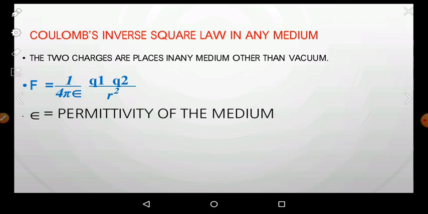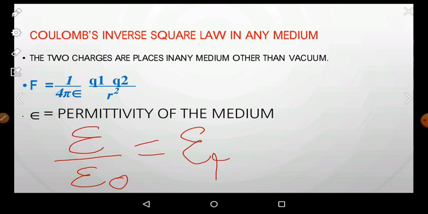Then coming to a very important value, we take epsilon divided by epsilon naught. Epsilon is the permittivity of the medium we select, where we keep the two charges, divided by epsilon naught, the permittivity of free space. This is the ratio of the permittivity of the medium to the permittivity of free space. This ratio is constant for a given medium. You take any medium, this ratio is constant and depends upon the nature of the medium, and this is called relative permittivity.